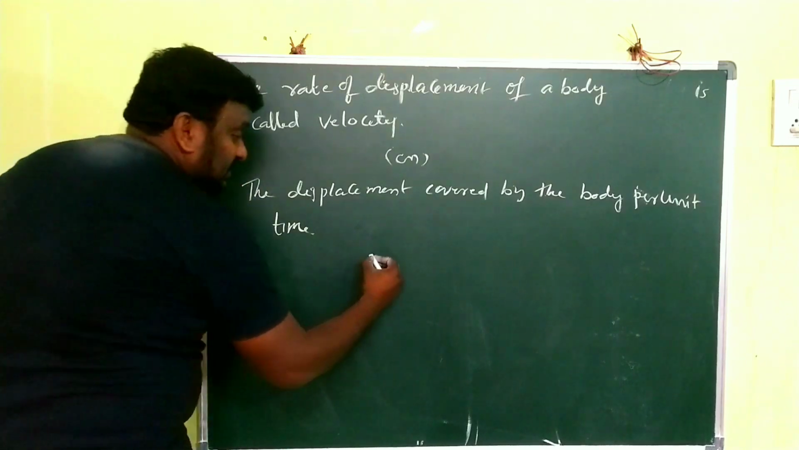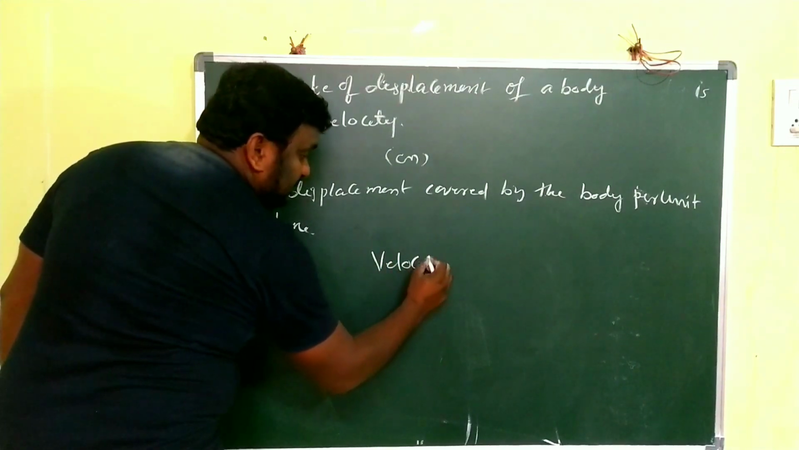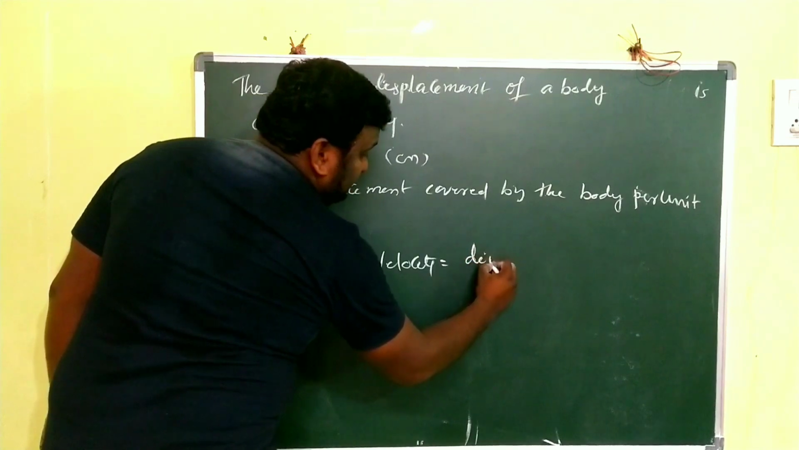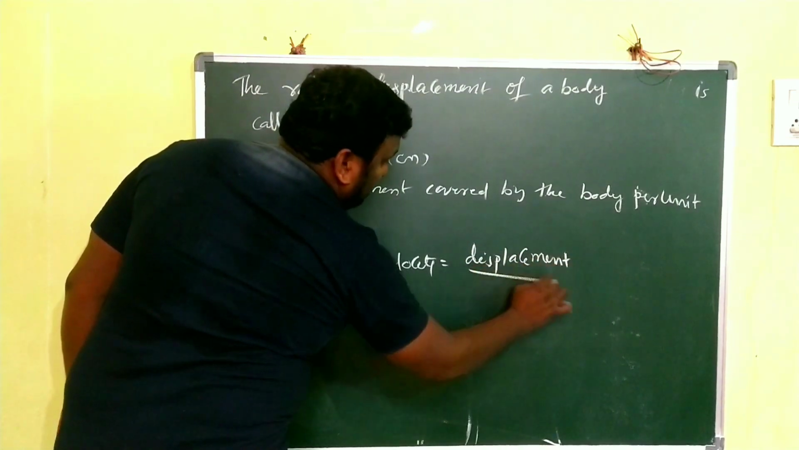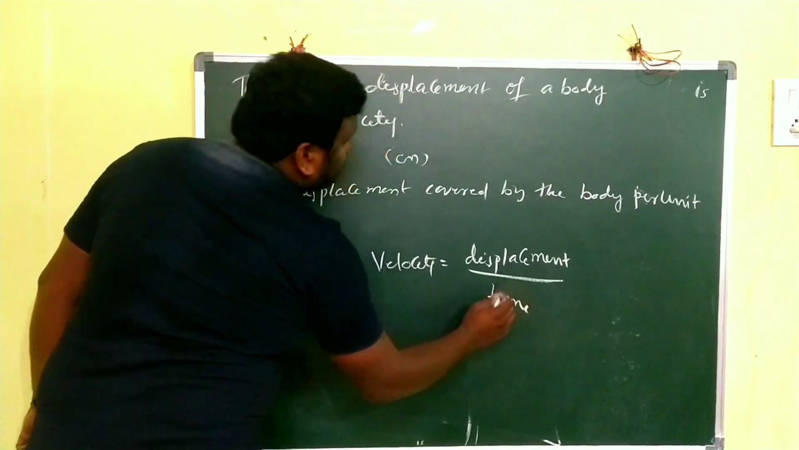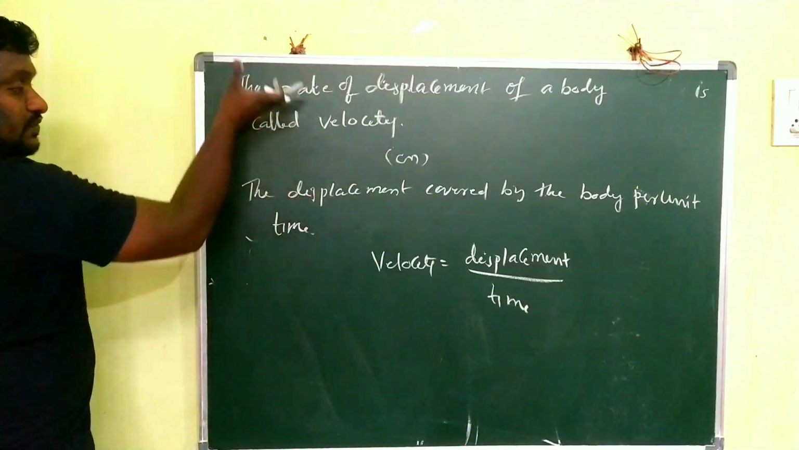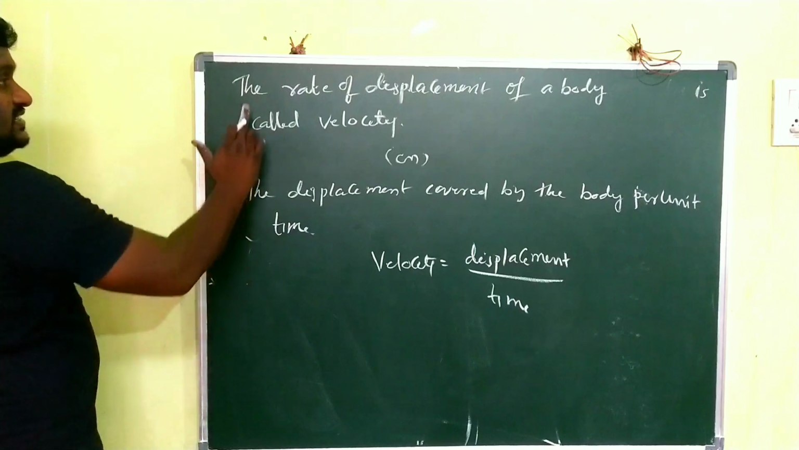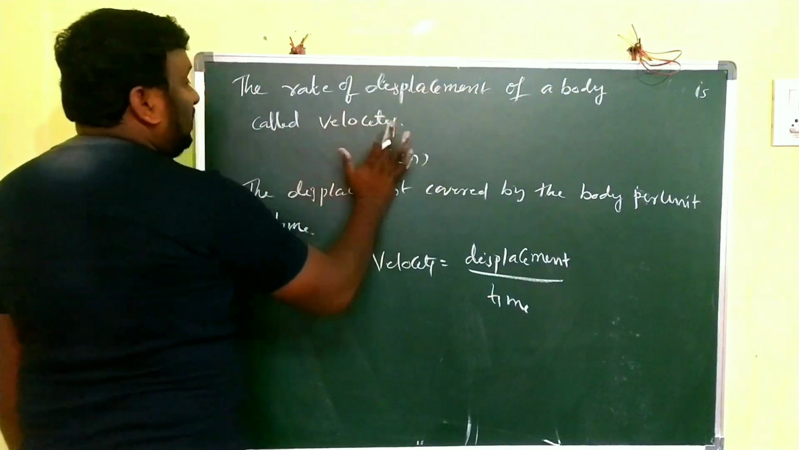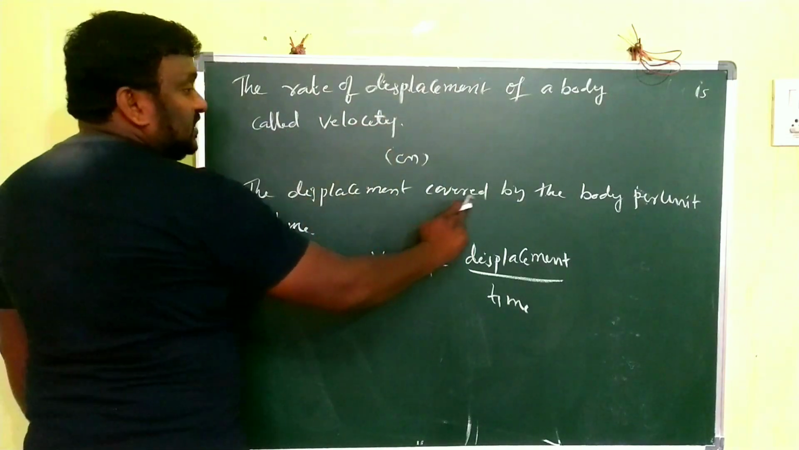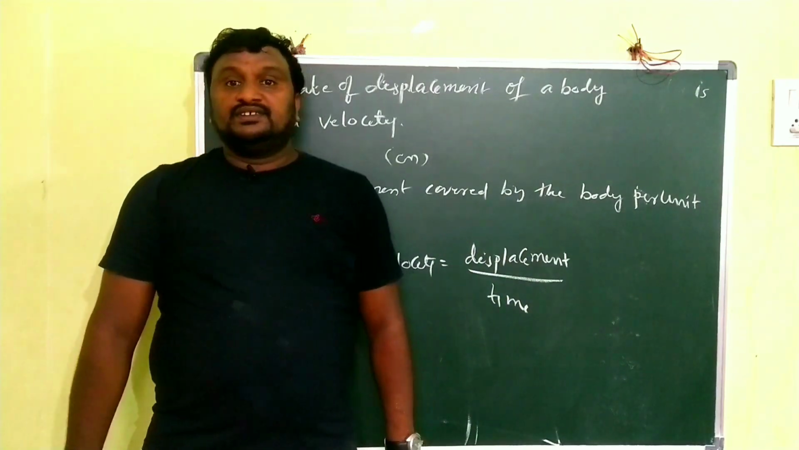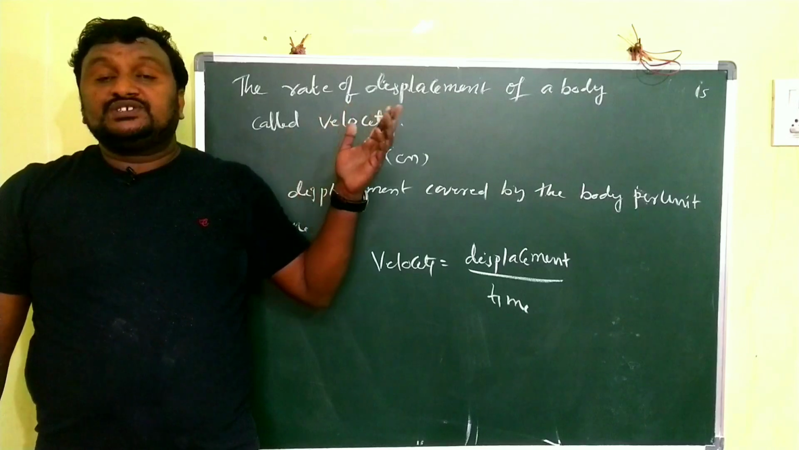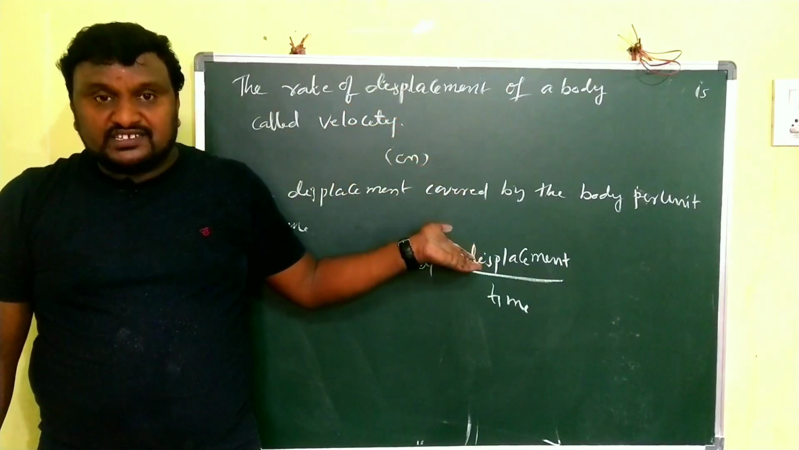So that's what we write, children. Velocity is equal to displacement by time, or time taken. So these are the definitions for velocity. The rate of displacement of a body is called velocity. The displacement covered by the body per unit time is called velocity. So this is the definition of velocity.